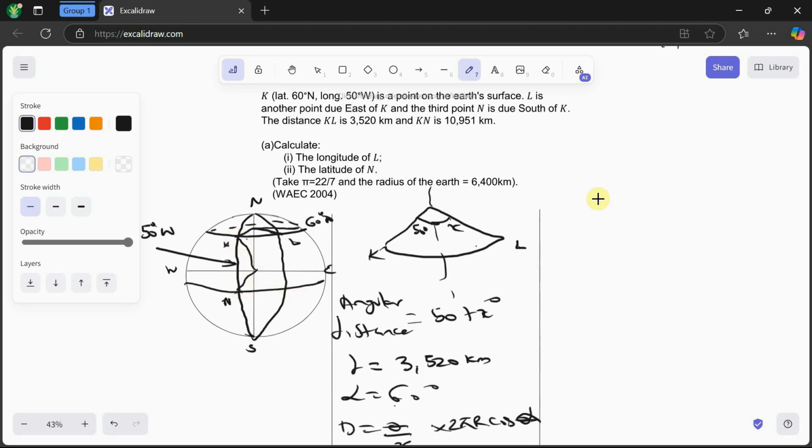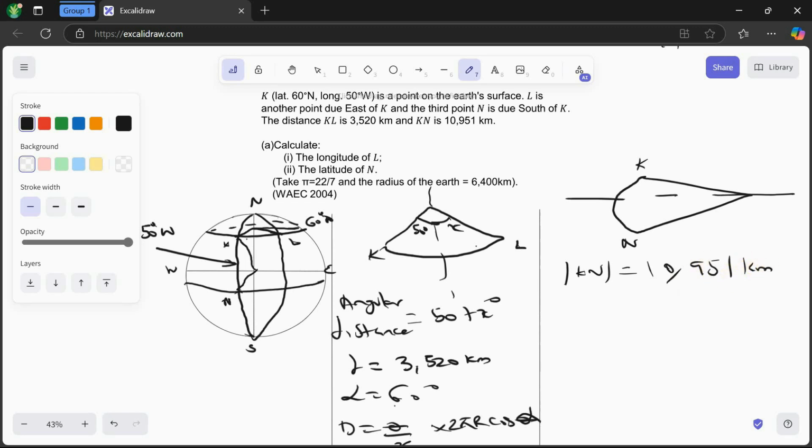So let's blow it out. We have this, we have this, and we have this. So these are k, these are n, right? And these are on the same axis, because they are both points on the same longitude. So what are we told? We're told that distance is 3,520. We've done that for this, but the distance kn is 10,951 kilometers. So we're told to find the latitude of n.